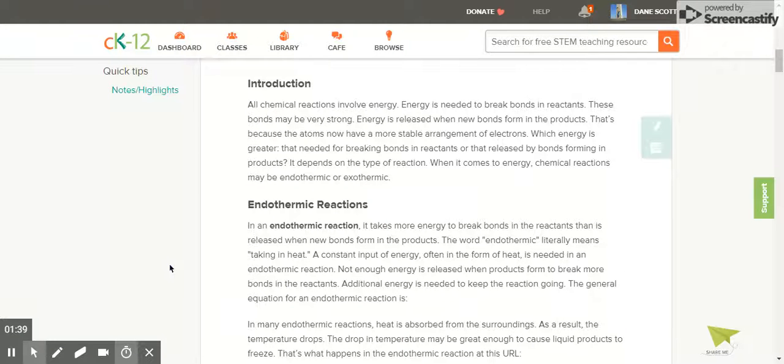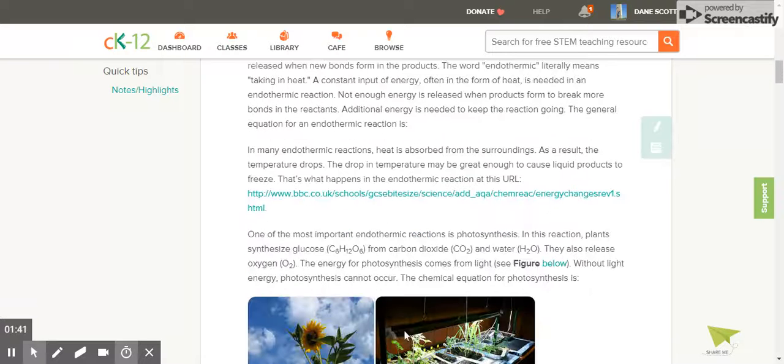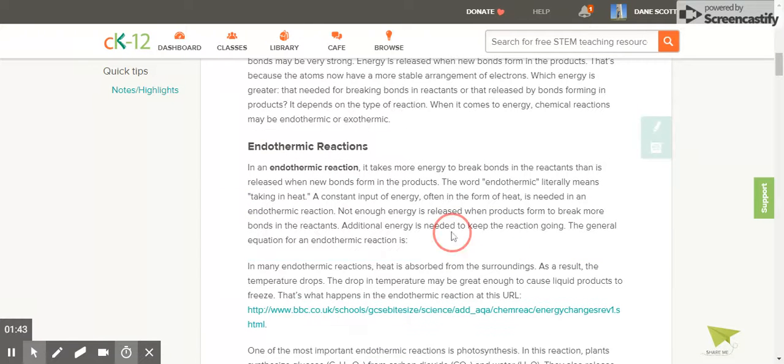The general equation for an endothermic reaction is not found here. Anyway, in many endothermic reactions, heat is absorbed from the surroundings. As a result, the temperature drops. The drop in temperature may be great enough to cause liquid products to freeze. That is what happens in the endothermic reaction at this URL. Check it out.